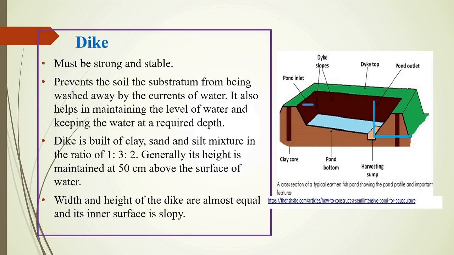Dike is built of clay, sand and silt mixture in the ratio of 1:3:2. Generally, its height is maintained at 50 centimeters above the surface of water. Width and height of the dike are almost equal and its inner surface should be slopy. In this image, we can see the dike here. This wall that is towards the fourth side is called a dike. This dike should be strong to withstand the wave action.